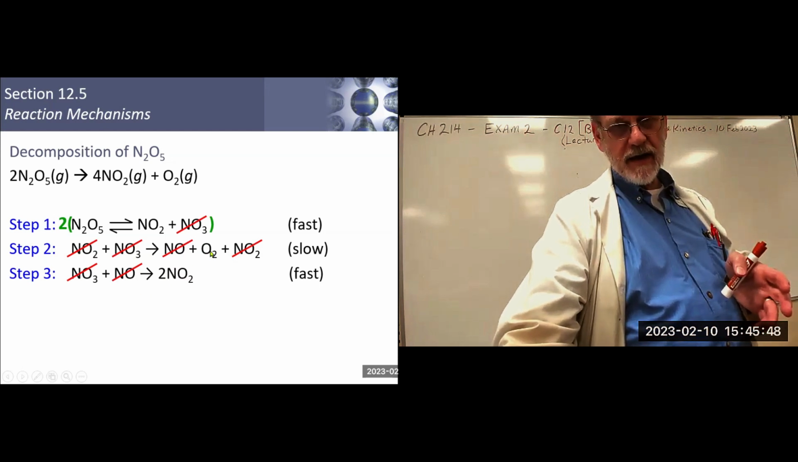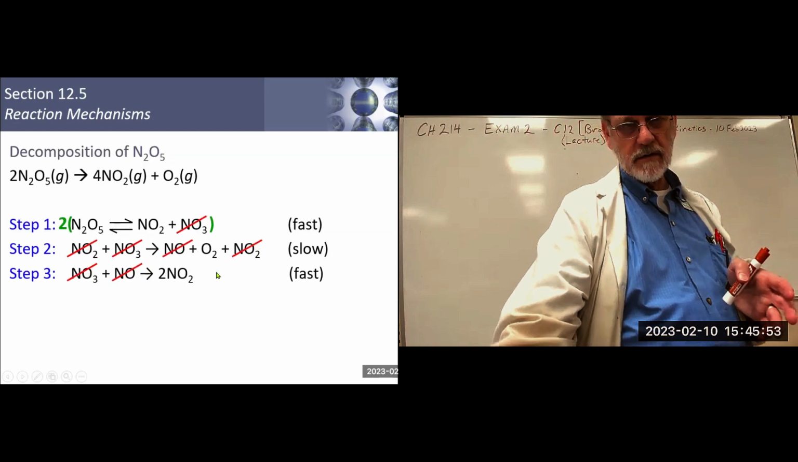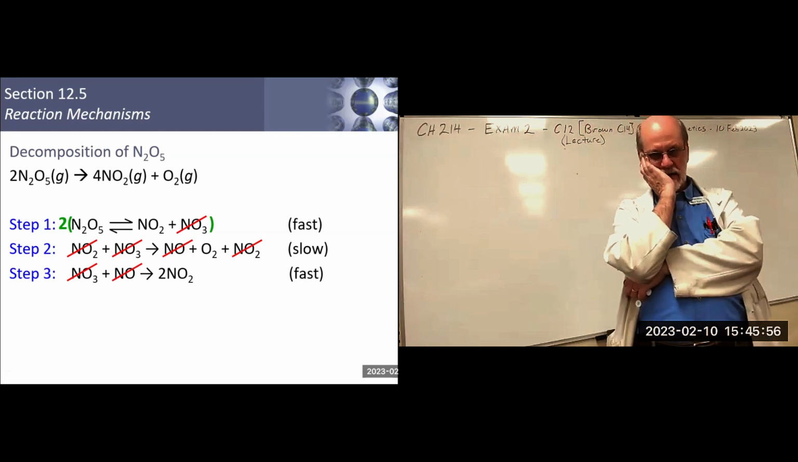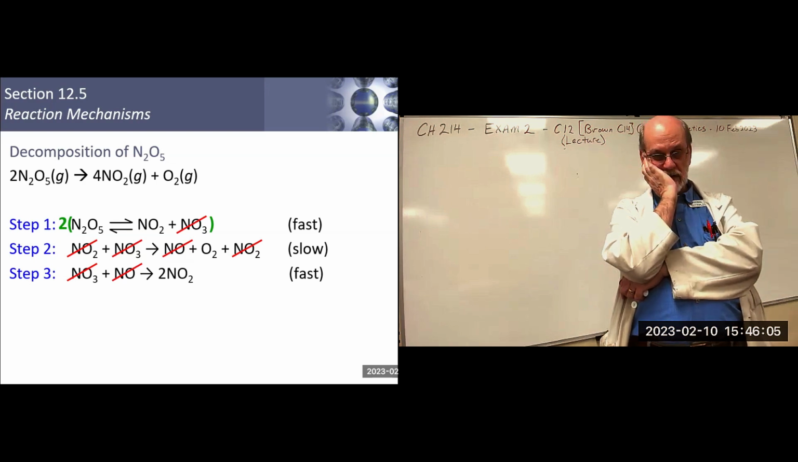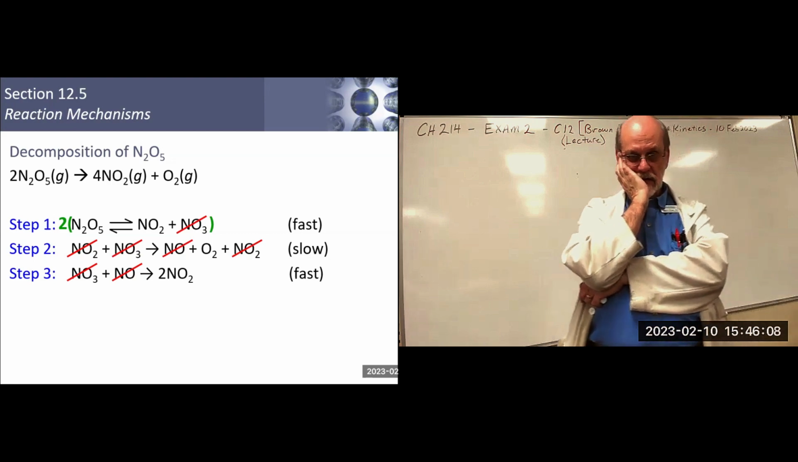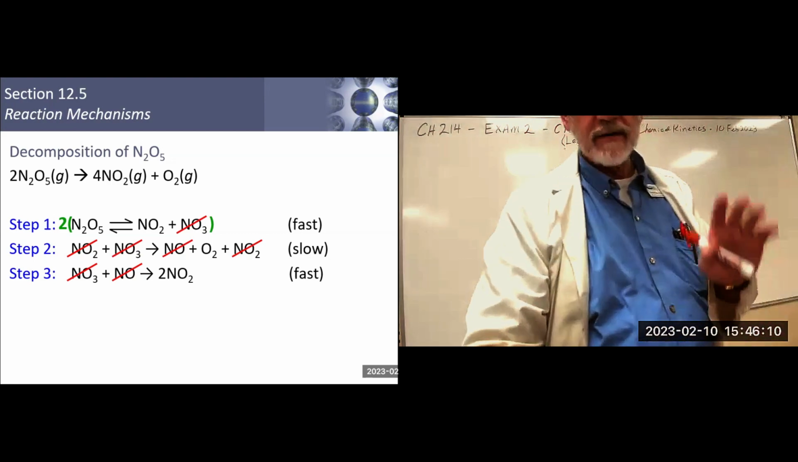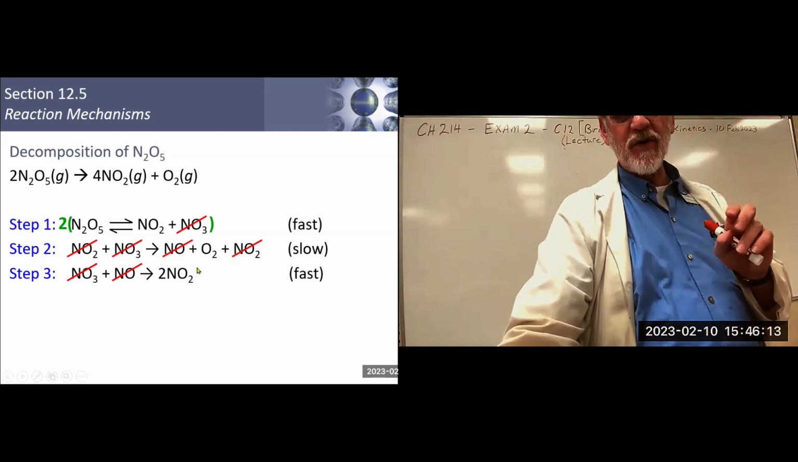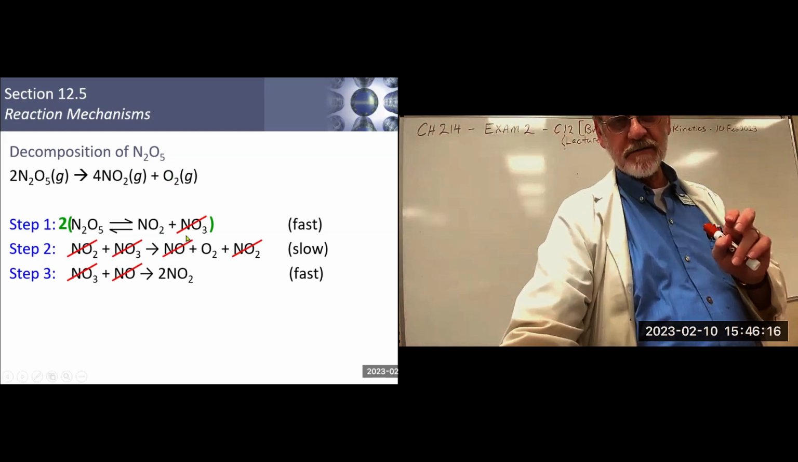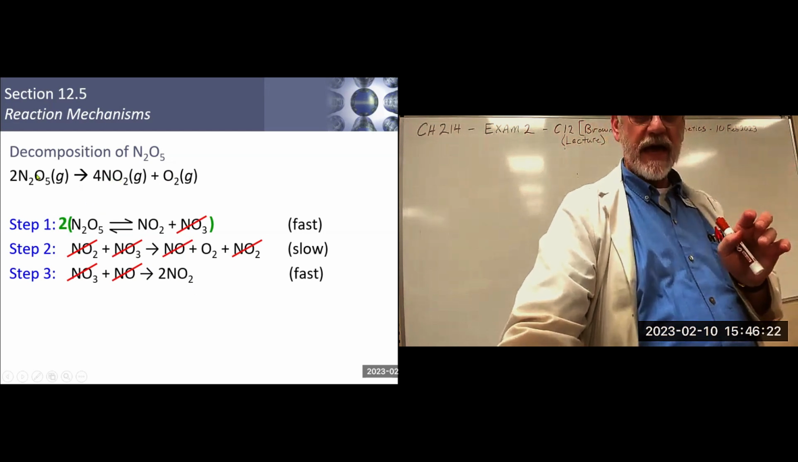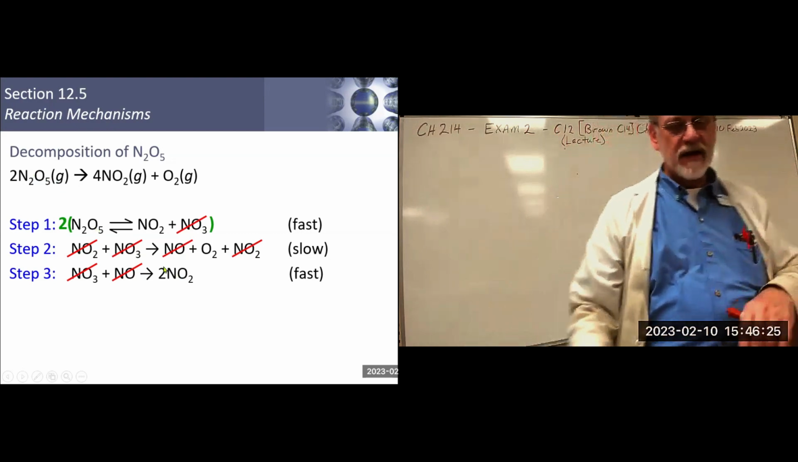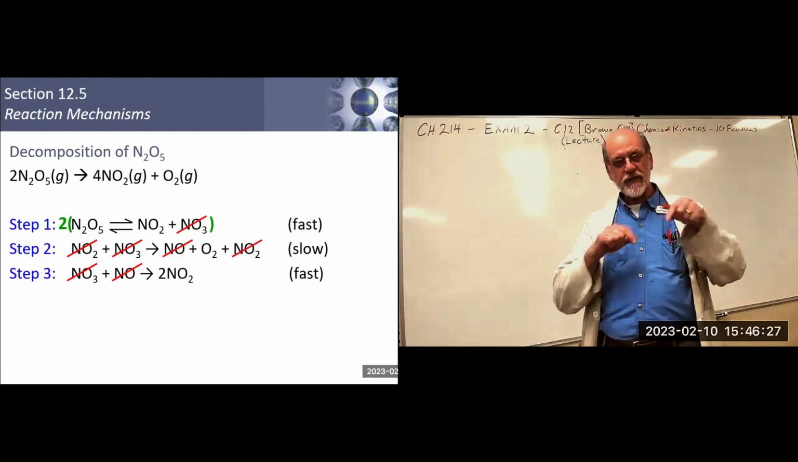Well, let's see. We got an oxygen over here. What are we going to do with the oxygen? Oh, I'm sorry. I was looking at the wrong place. There is an oxygen up here. There's one oxygen. There are four NO2s, so there's two here and two there. That's good. And there's two here. That's good. So when we add these three steps together, we get the overall equation.